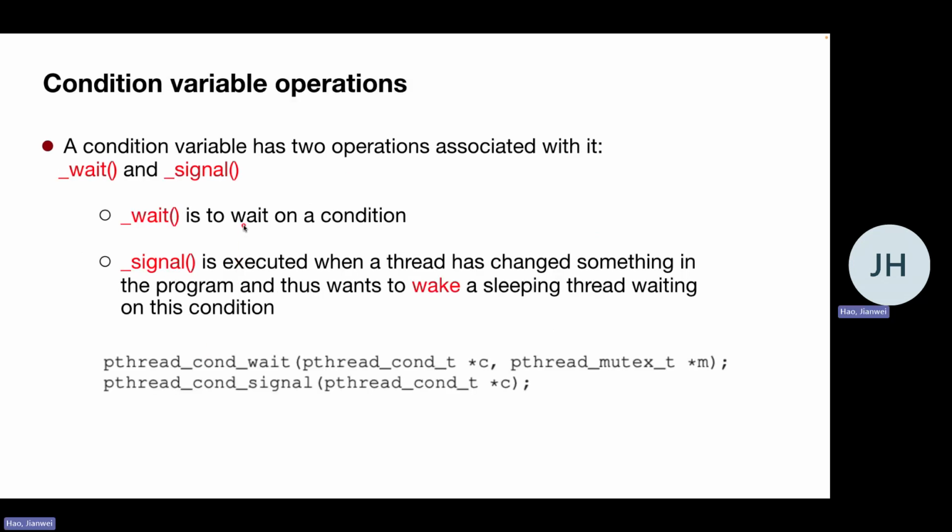And there are two functions for the condition variable. First one is wait, and it can wait on a condition. And signal, which is executed when the thread has changed something in the program and wants to wake a sleeping thread which has been waiting on this condition. So this is the wait and this is the signal.